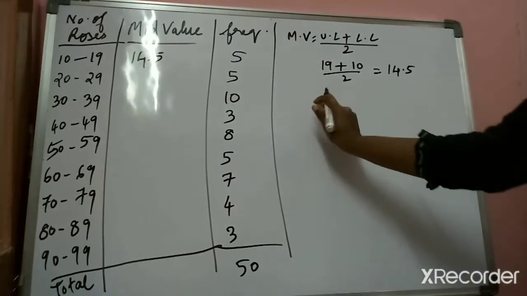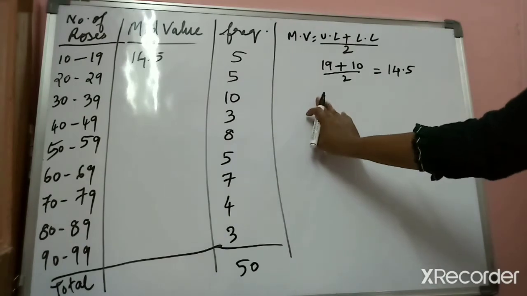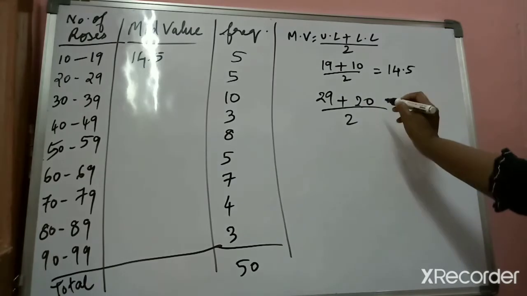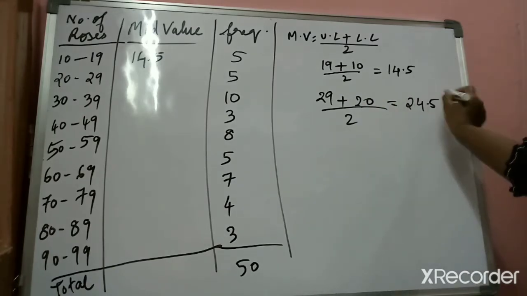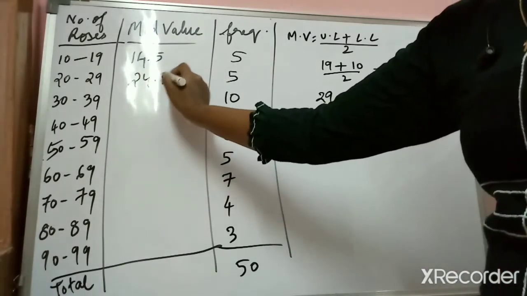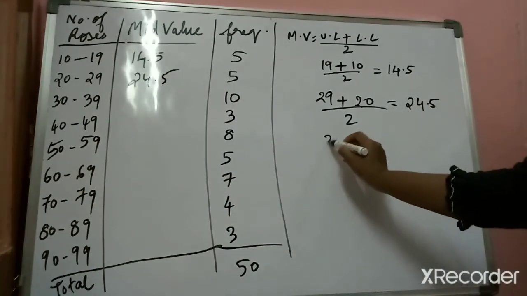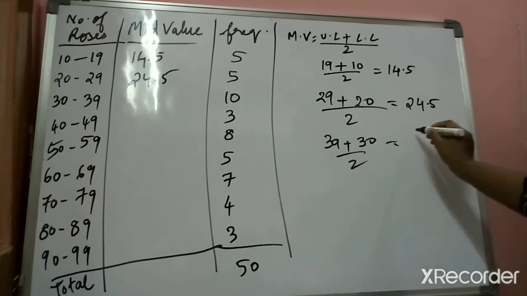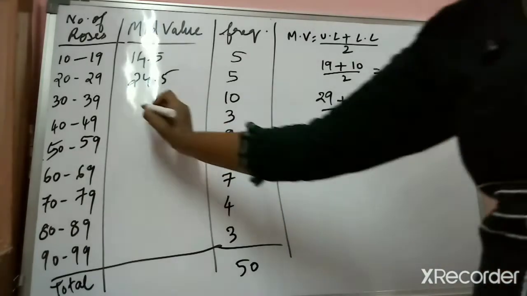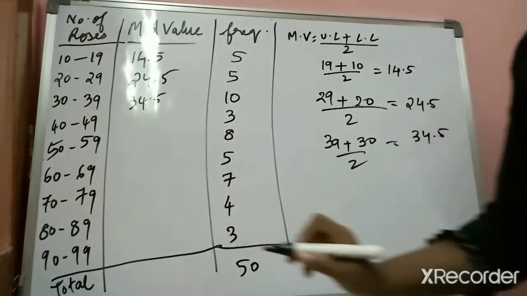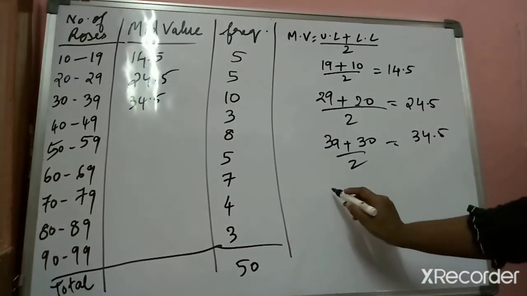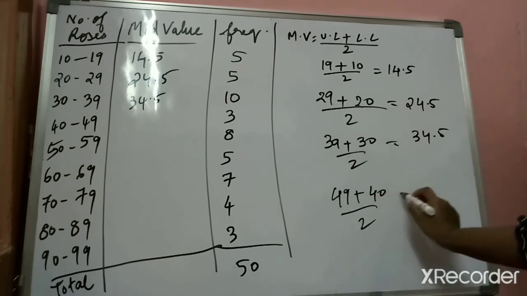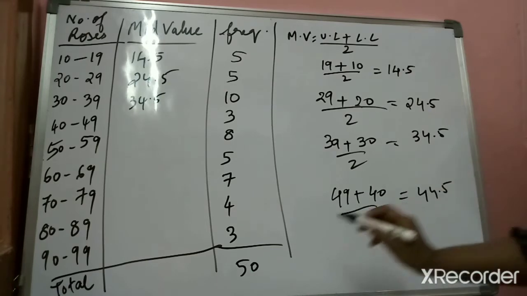Again I am doing the next one. Second class is 20 to 29. So what is the upper limit? Again 29 plus 20, the lower limit, divided by 2 is equal to 24.5. So I would be writing 24.5. Next, again 39 plus 30 divided by 2. What is the answer? Yes, it is 34.5. Like this you have to do the rest of the others. Again the last one, 49 plus 40 divided by 2 is again 44.5.